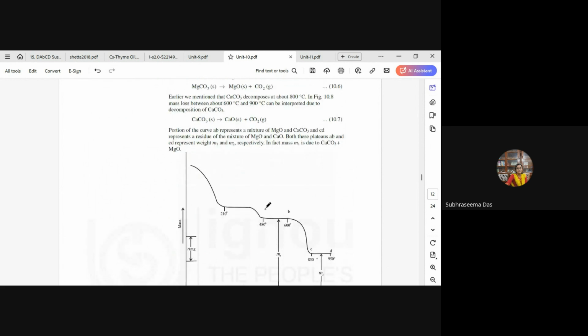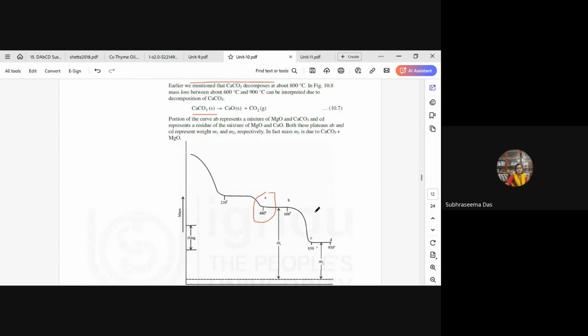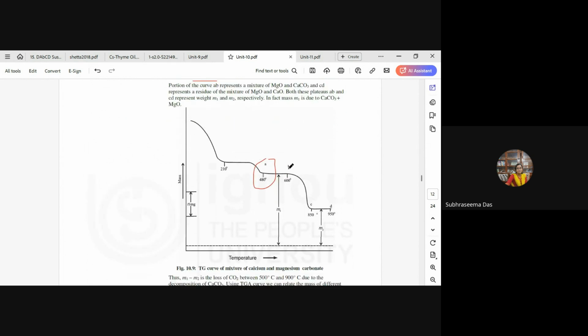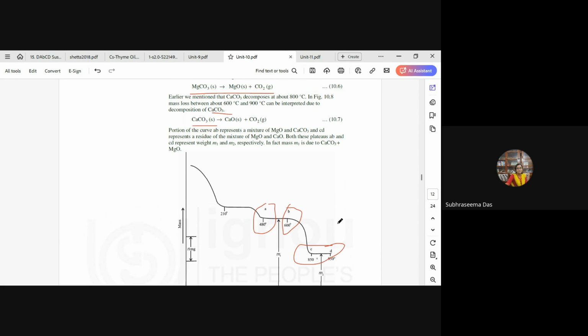Another mass loss occurs at 400 degrees centigrade, because of the reaction of magnesium carbonate forming MgO and CO2. Now we know that calcium carbonate decomposes at about 800 degrees centigrade. So the mass loss between 600 and 800 degrees centigrade is due to the decomposition of calcium carbonate. The portion of the graph between A and B represents M1, and between C and D it represents M2.